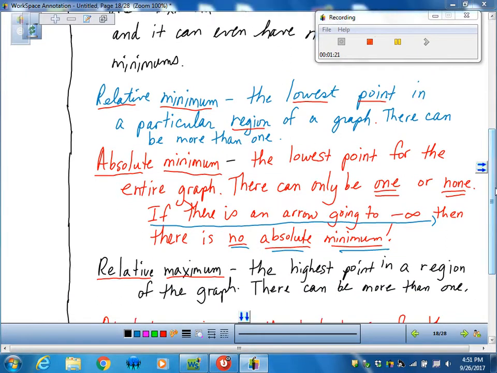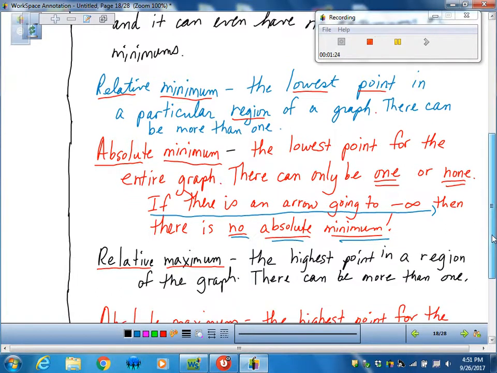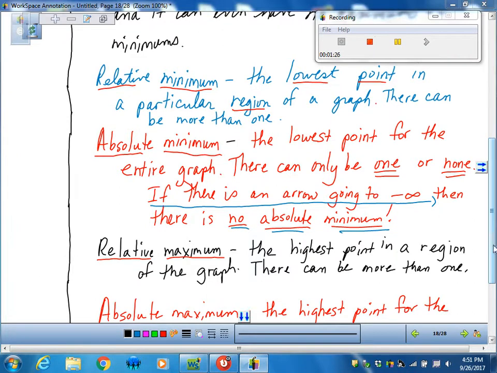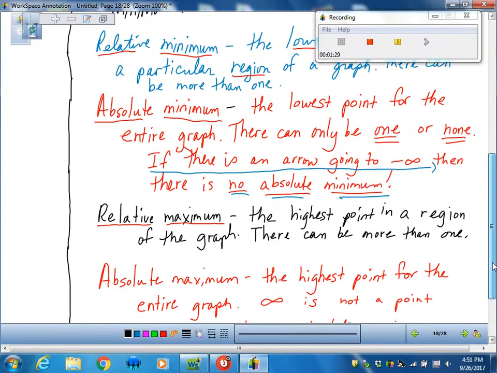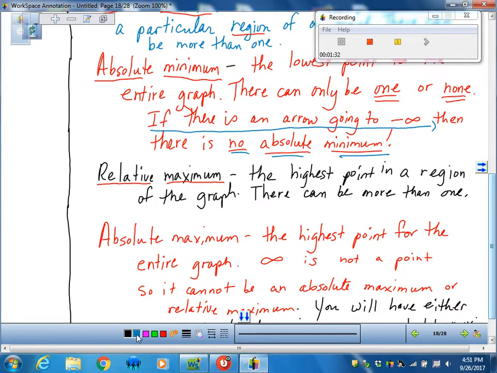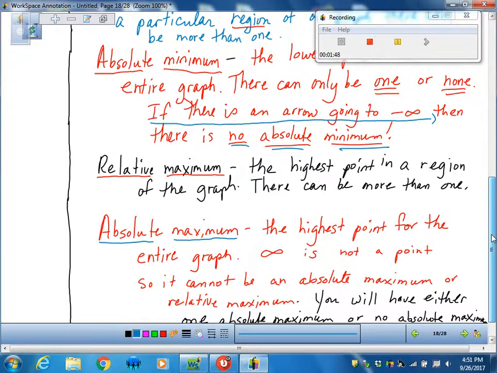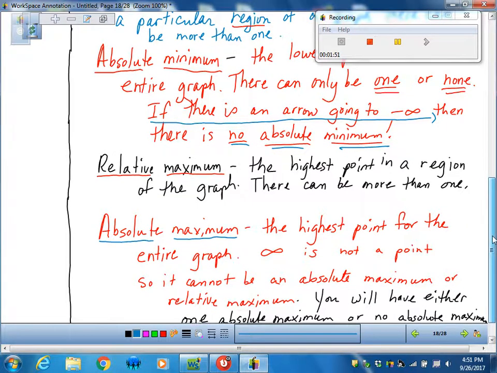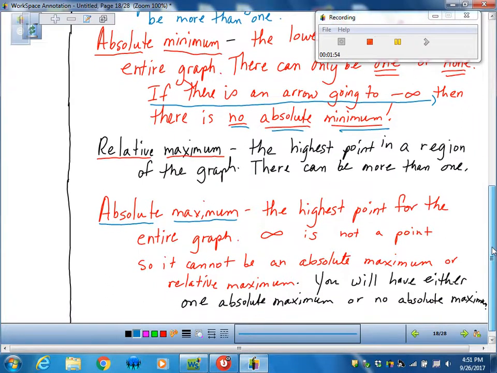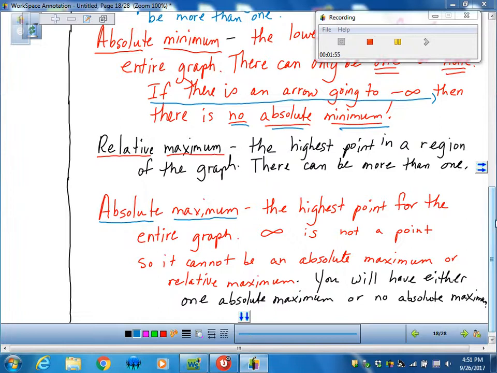Relative maximum, the highest point in a particular region, and once again you can have more than one. Absolute maximum, the highest point for the entire graph. Just like with the absolute minimum, infinity is not a point, so it can't be an absolute maximum or a relative maximum. And remember that you will either have one absolute maximum or you will have no absolute maximum. So if you have an arrow on the end that goes up forever, there will be no absolute maximum.